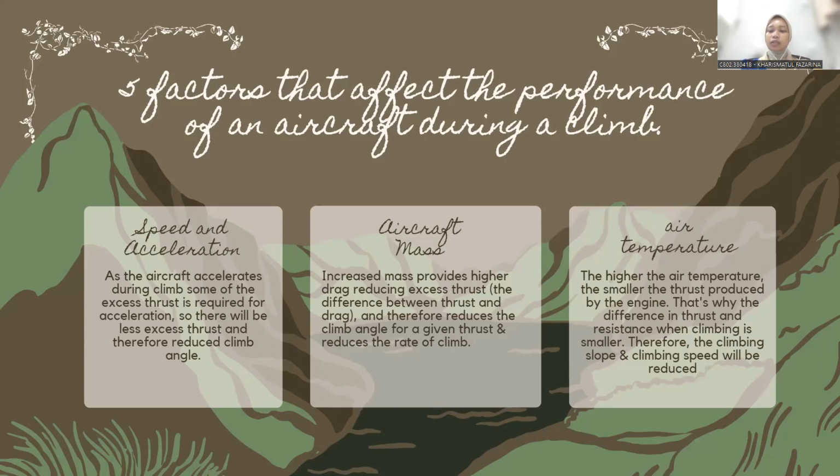3. Air temperature. The higher the air temperature, the smaller the thrust produced by the engine. That's why the difference between thrust and resistance when climbing is smaller. Therefore, the climb slope and climbing speed will be reduced.